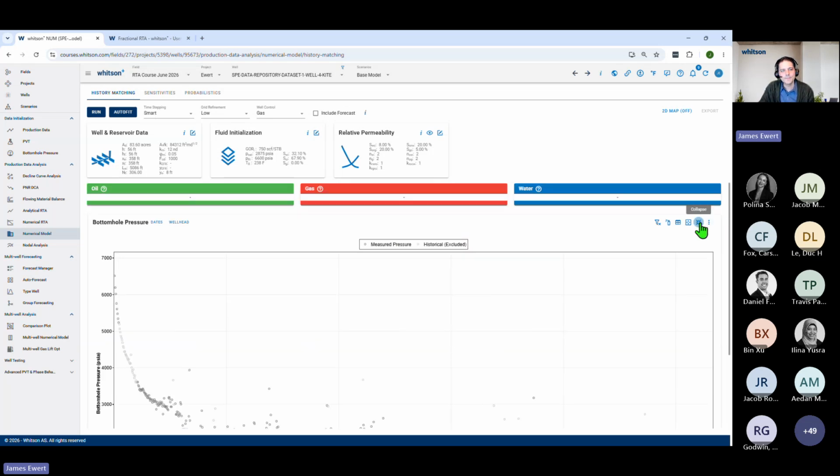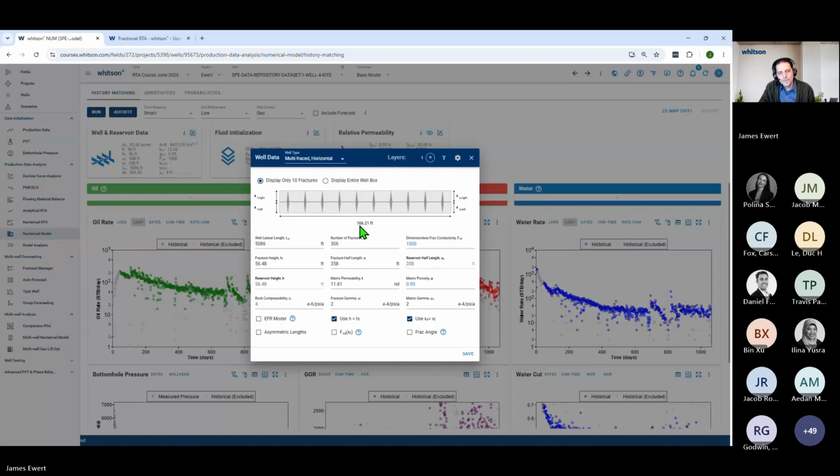Let me close out of this. So we have our permeability, our gammas. This would be that skin that we were looking for in analytical RTA, that FCD. It's at 1,000. That's considered to be infinite, so we don't think that we have a skin on our system. Now we can have multiple layers. We have a lot of different options here for a region model, asymmetric lengths, all sorts of stuff, right? But when I'm doing a base model, I want to keep it as simple as possible and then only add complexity as I need it.